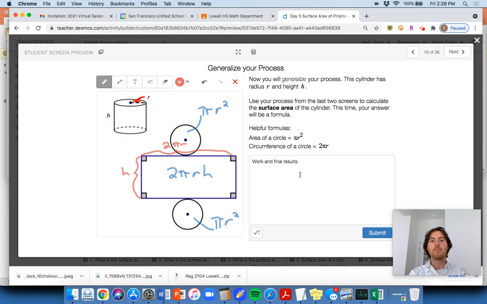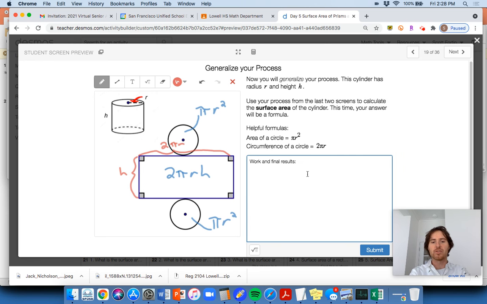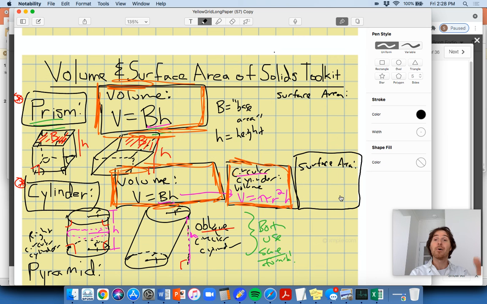Maybe that made sense. And we got to our final result, which was this. And this is what you're going to put onto your toolkits, which is going to be 2 pi r squared plus 2 pi r h. There's your formula right there for the surface area of a circular cylinder. But how do we get there? Let's actually maybe justify it again here too.